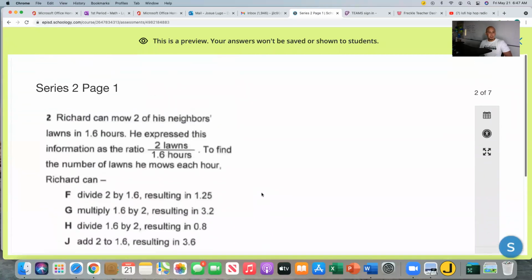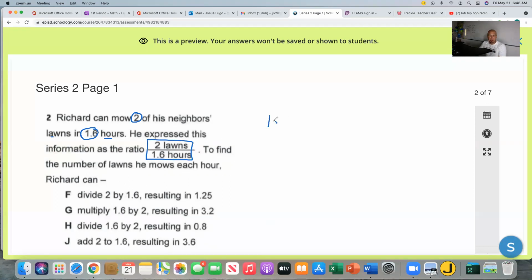This is now number 2. Let's do the same thing. Richard can mow 2 of his neighbor's lawns in 1.6 hours. He expressed this information as the ratio 2 lawns over 1.6 hours. To find the number of lawns he mows each hour he can. Okay, so important information. Really, he can mow 2 lawns in 1.6 hours. But that is already expressed to us right here. So let's go ahead and write that down.